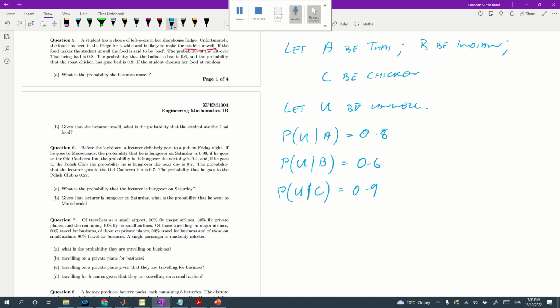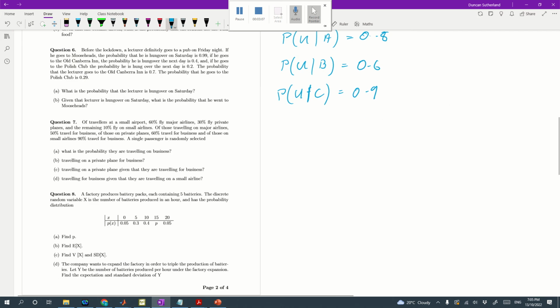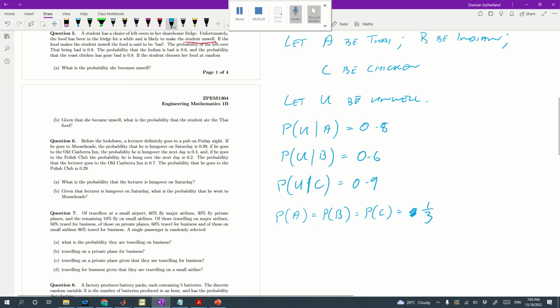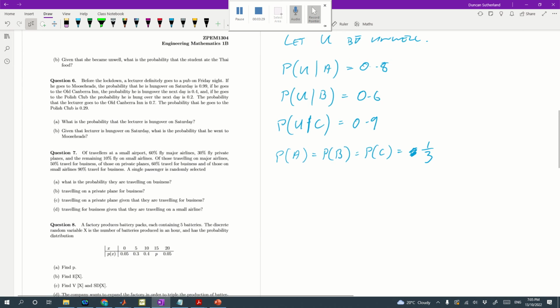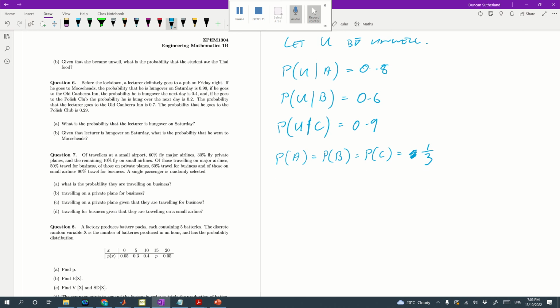All right. So the last thing is that we need probability of A equals probability of B equals probability of C equals 1/3, right? So we're just picking this at random. What is the probability that our student becomes unwell? Overall, total probability, right? This is a classic setup of a Bayes theorem question where you're asked to calculate the total probability of an event.